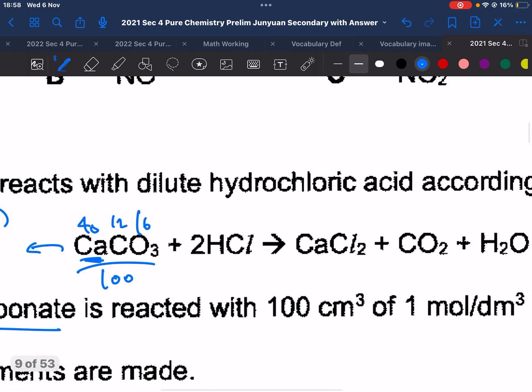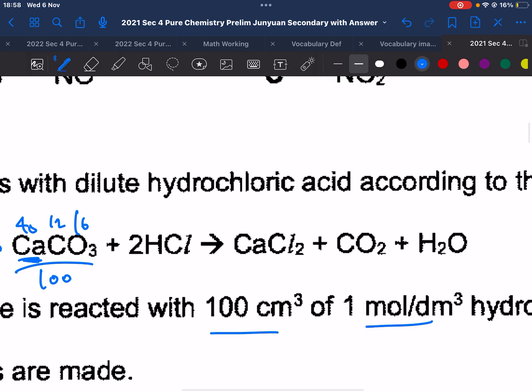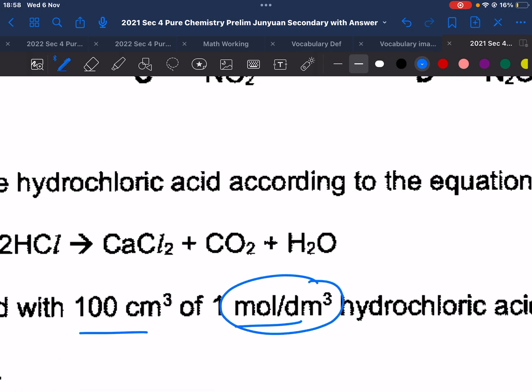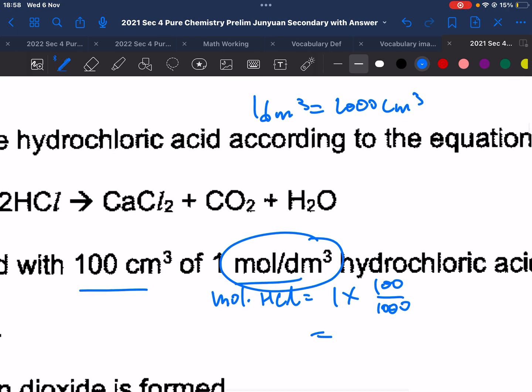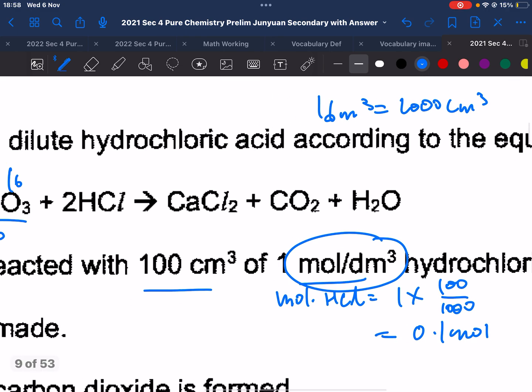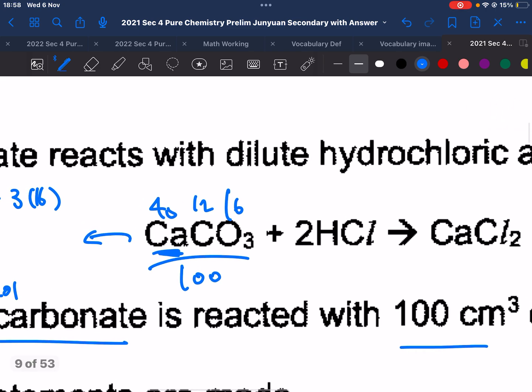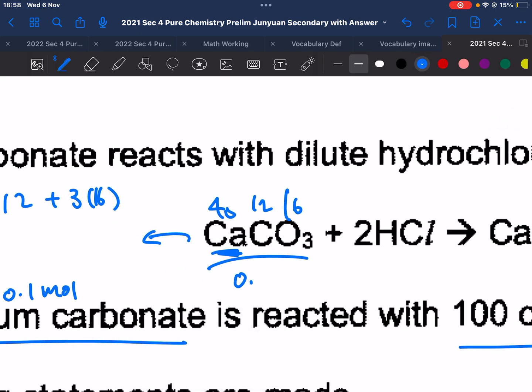0.1 mole is reacted with 100 cm3 of 1 mole per dm3 HCl. So how many moles of hydrogen chloride are there? Moles of HCl will be equals to 1 times 100 over 1000. Bear in mind that 1 dm3 is equals to 1000 cm3. So it gives me 0.1 mole. And again, we'll come back to this equation. I have 0.1 mole of this.